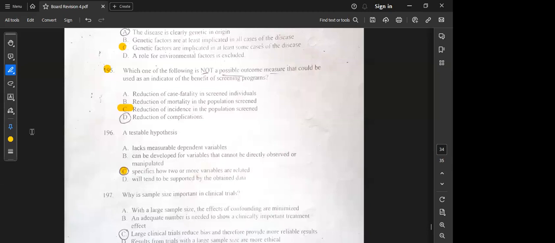Reduction of incidence in the population. Yeah, when people do not have the symptoms, they can be exposed to the risk. So during screening, you advise people to really minimize exposure to the risk. And with that, you will reduce the incidence of new cases in the population.